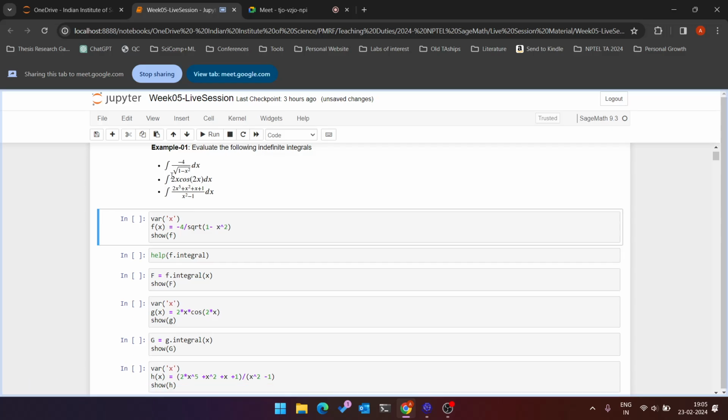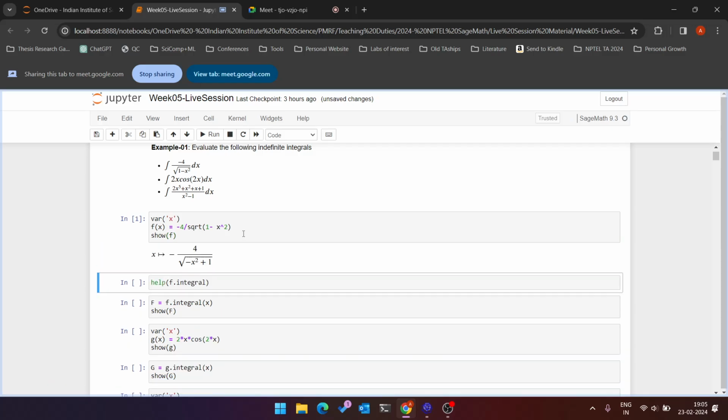Minus 4 upon root of 1 minus x squared dx. So we begin first by specifying variable x, and then we define a function f of x, which is minus 4 by square root of 1 minus x squared. And if I do show of it, I get something like this.